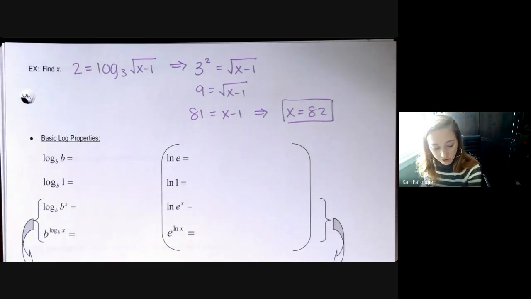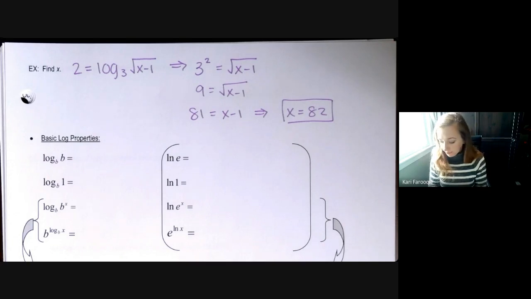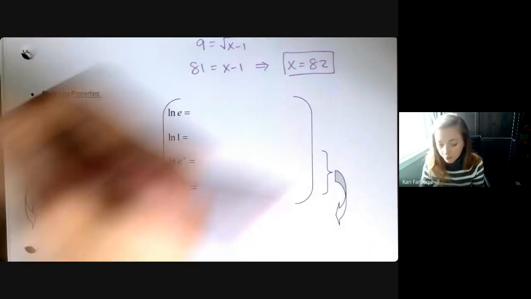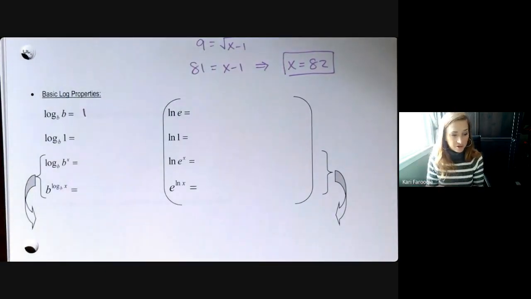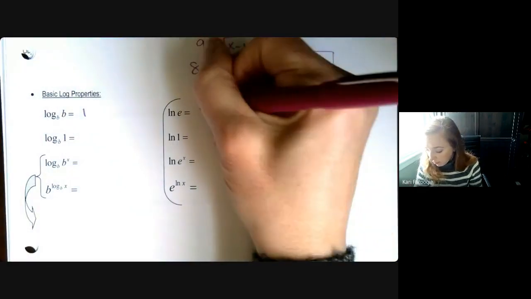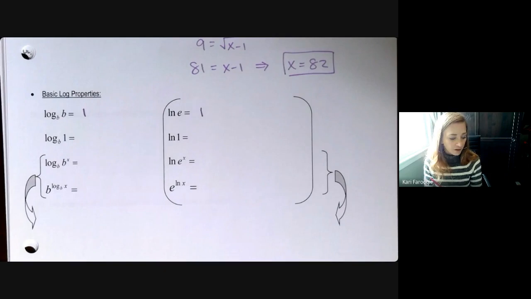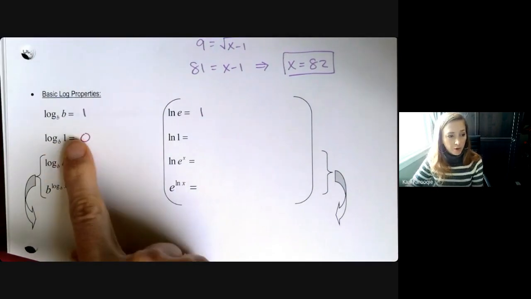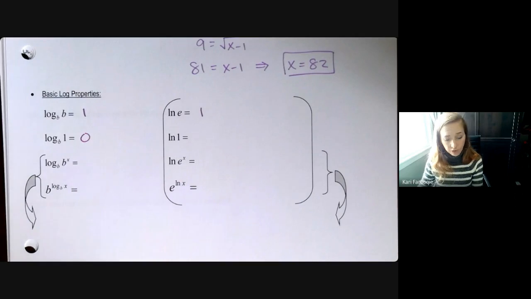All right, now in order to evaluate logarithms more completely, we're going to talk about these basic properties for logarithms. They're immensely useful to us. The log base b of b is 1. So that means the log base 3 of 3 is 1. That's going to work the same way for log base e, which is a natural log. ln e is 1. The log base b of 1 is 0. And that's because b to the 0 power is 1. A real number to the 0 power is 1.